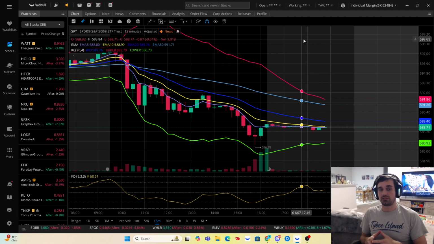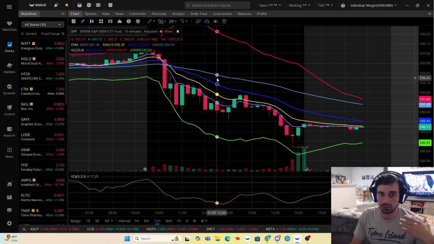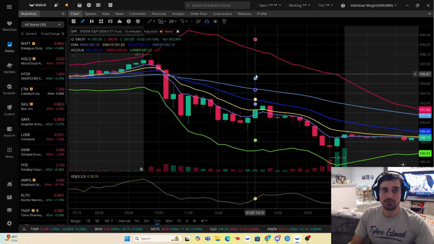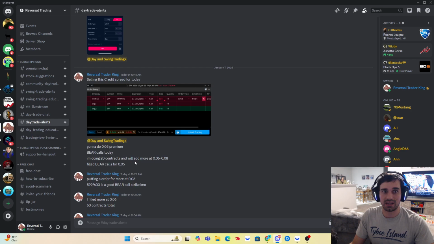This is one of my most favorite strategies. It works really well with a 15-minute ORB. I'm going to give you guys a really brief update on how to do that. But for today, if you look in the day trade alerts, I told you guys exactly what I'm doing. I'm going to post a screenshot of what Webull looks like because it's very user friendly.